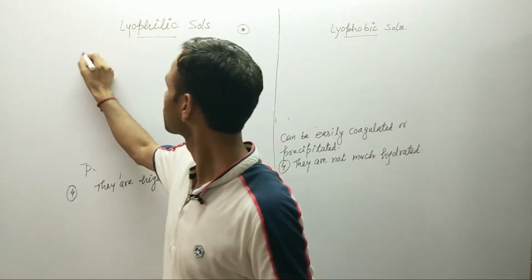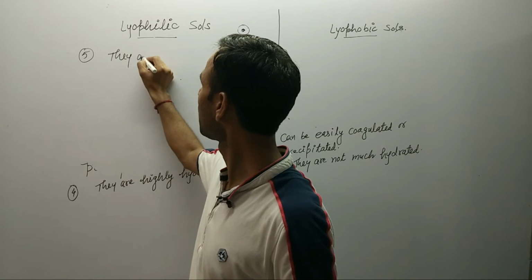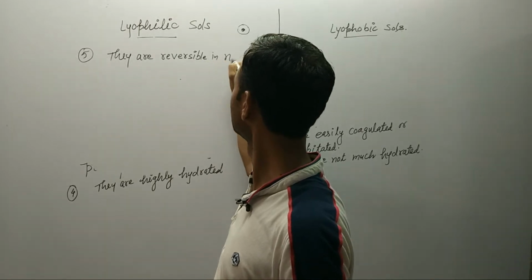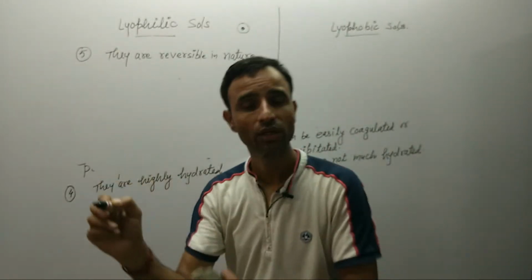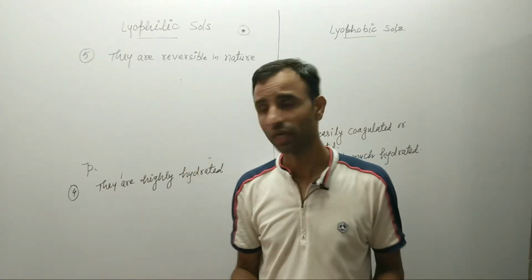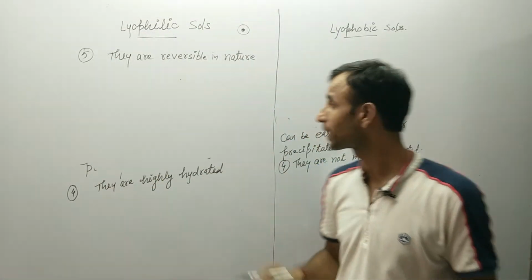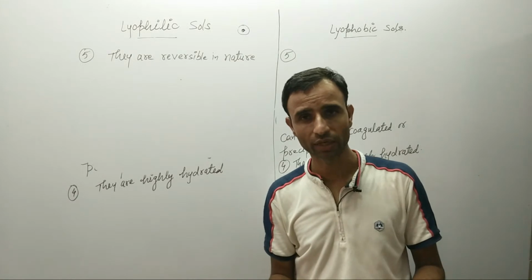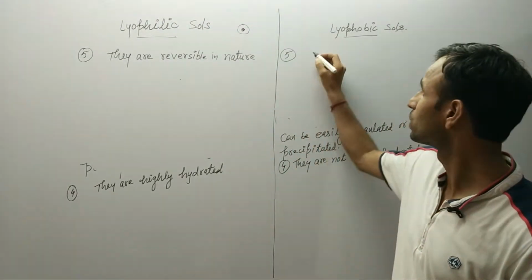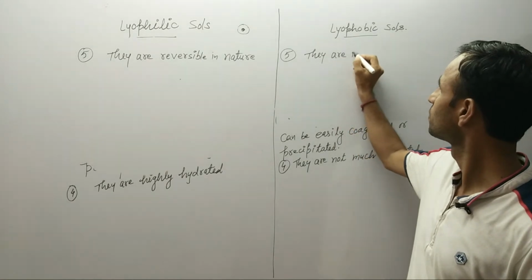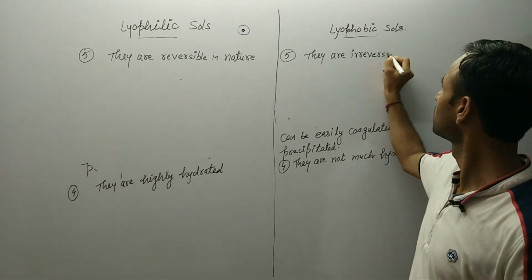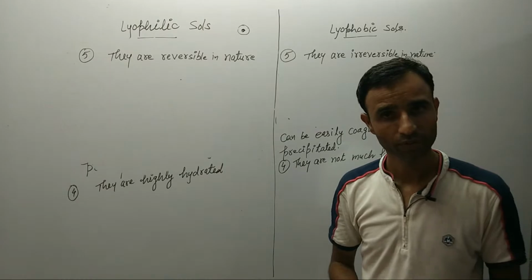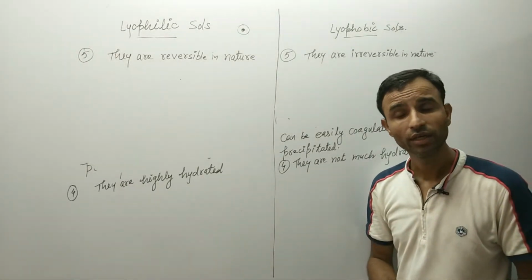That's why lyophilic sols are reversible in nature, meaning separation and then remixing leads to the formation of the sol. But in the lyophobic case, separation and simple remixing will not lead to the sol. So they are irreversible in nature. One is reversible, the other is irreversible.